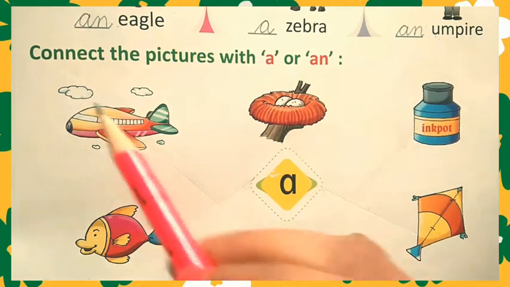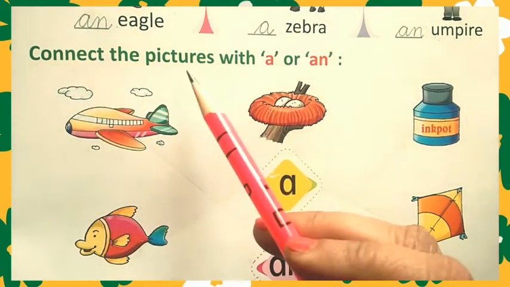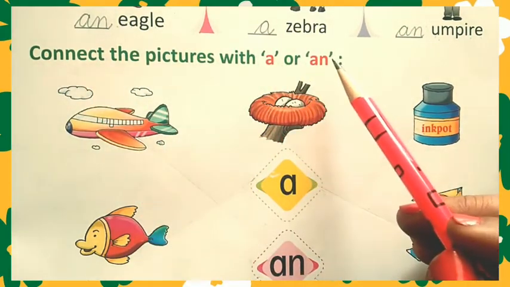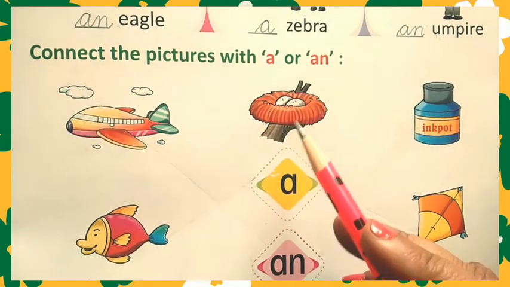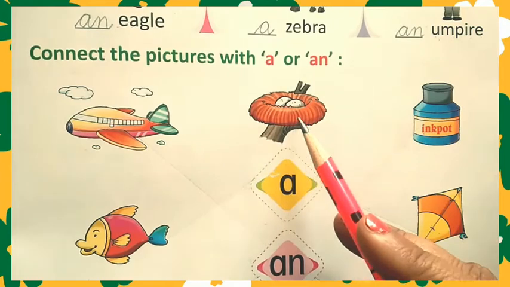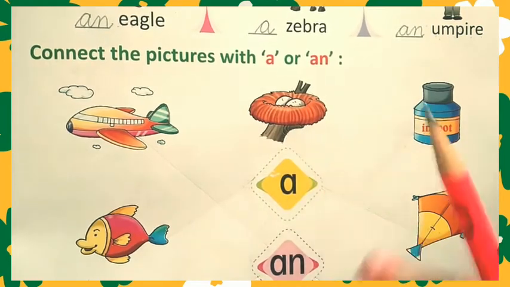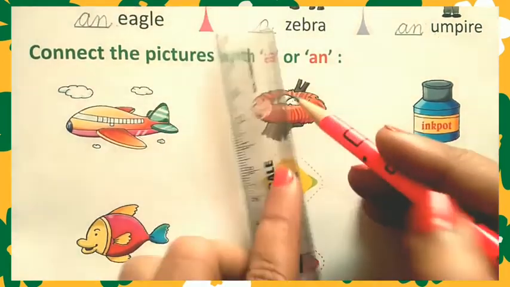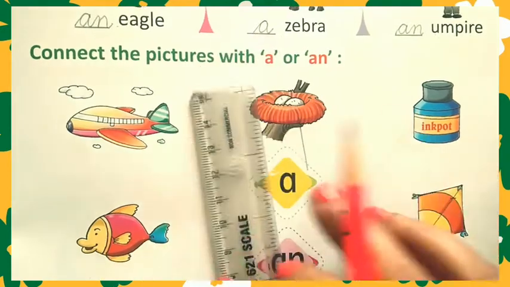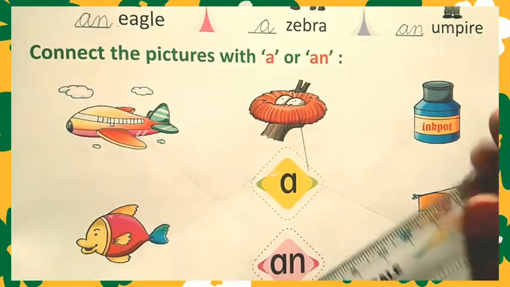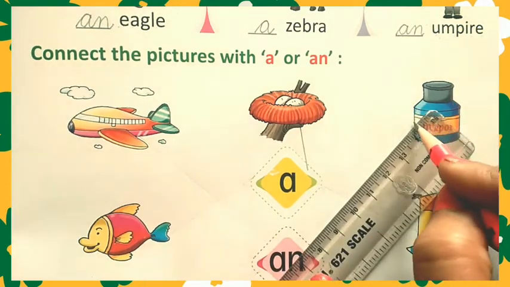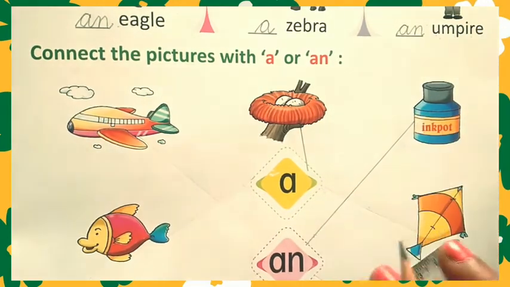The next question is connect the pictures with a or an, which is given on the same page, page number 35. This is a picture of a nest and that spelling starts with N. So we will match this picture with a nest. Ink pot starts with I, which is a vowel. So we will match this with an.